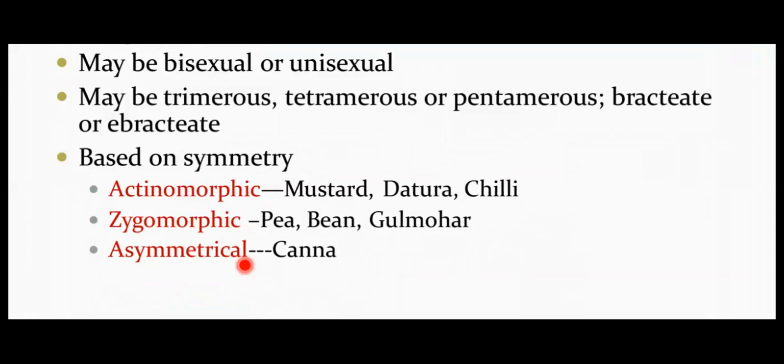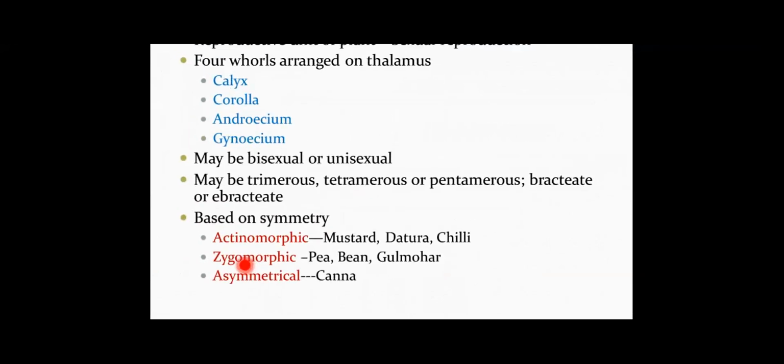So what is actinomorphic flower? Okay, when a flower can be divided into two equal radial halves in any radial plane passing through the center, then it is called actinomorphic flower. Okay, examples under this category are mustard, datura, chili. And when a flower can be divided into two similar halves only in one particular vertical plane, then it is called zygomorphic flower. That is pea, bean, gulmohar are the examples for this. Okay, and if it cannot be divided into two similar halves by any vertical plane passing through it, then the flower is said to be asymmetrical. Example under this category is canna.